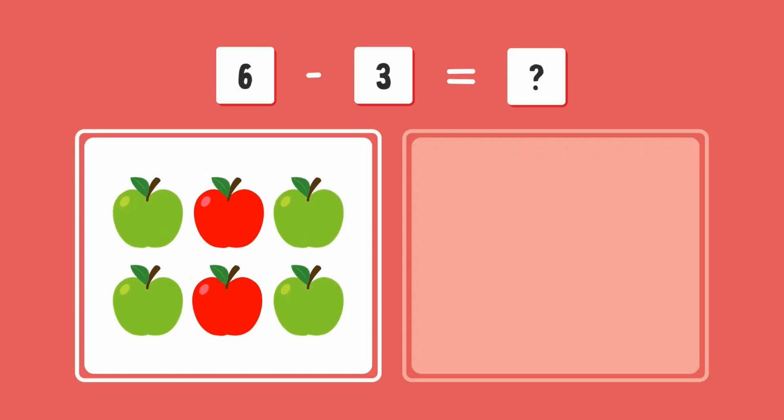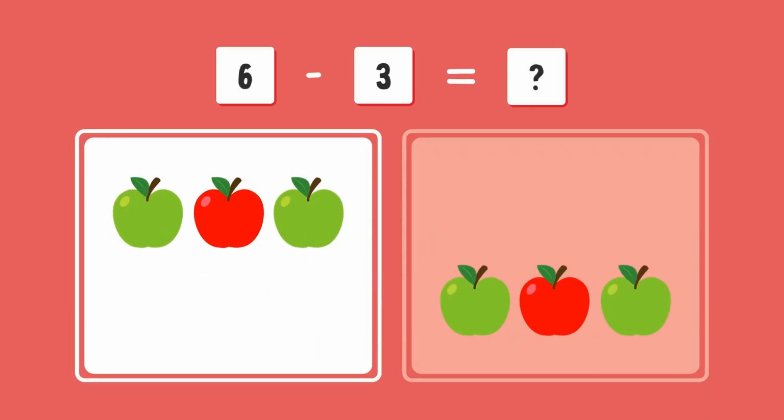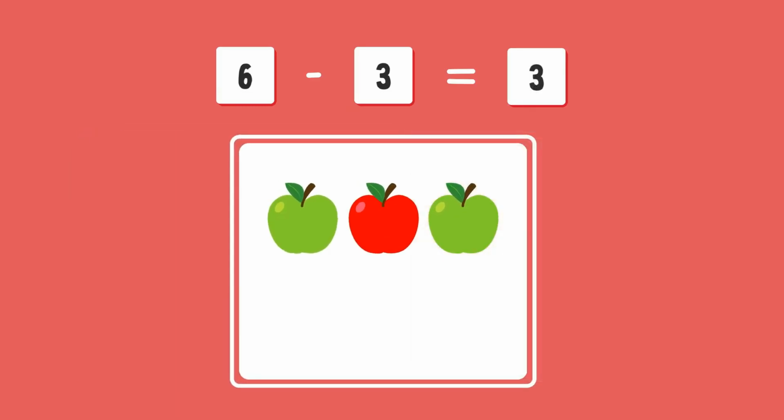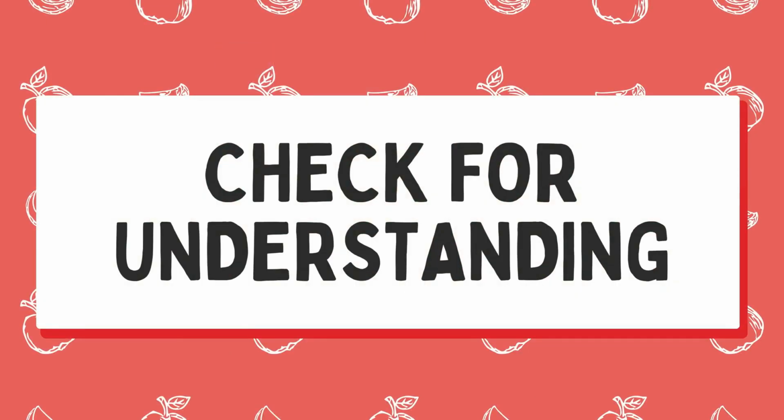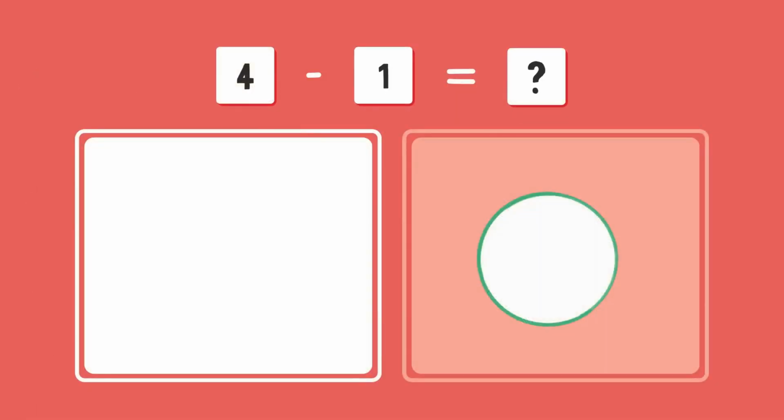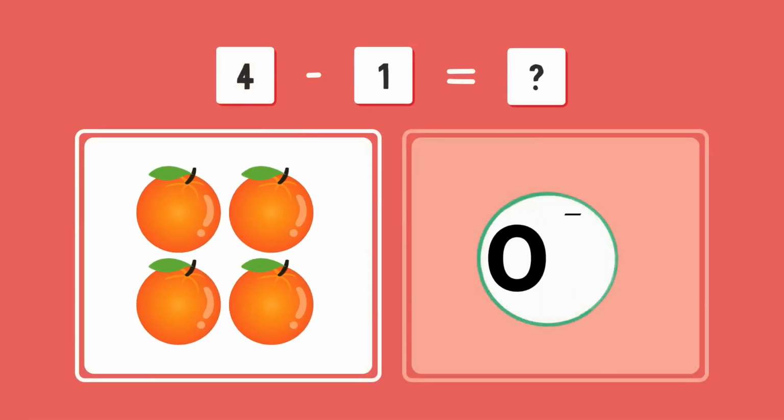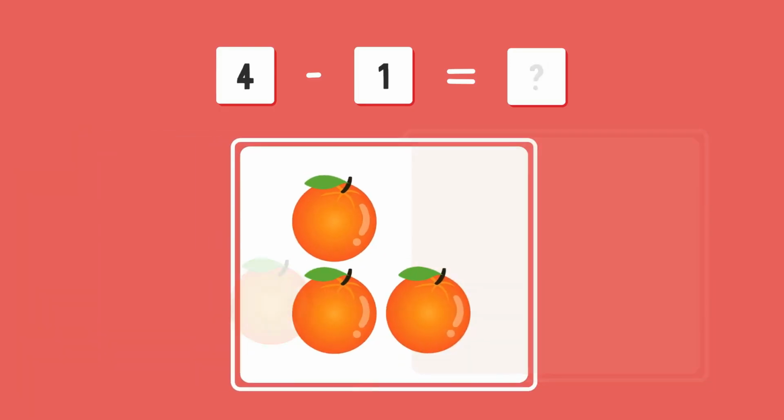What is 6 minus 3? The answer is 3. 6 minus 3 is 3. Check for understanding. What is 4 minus 1? 5, 4, 3, 2, 1. The answer is 3.